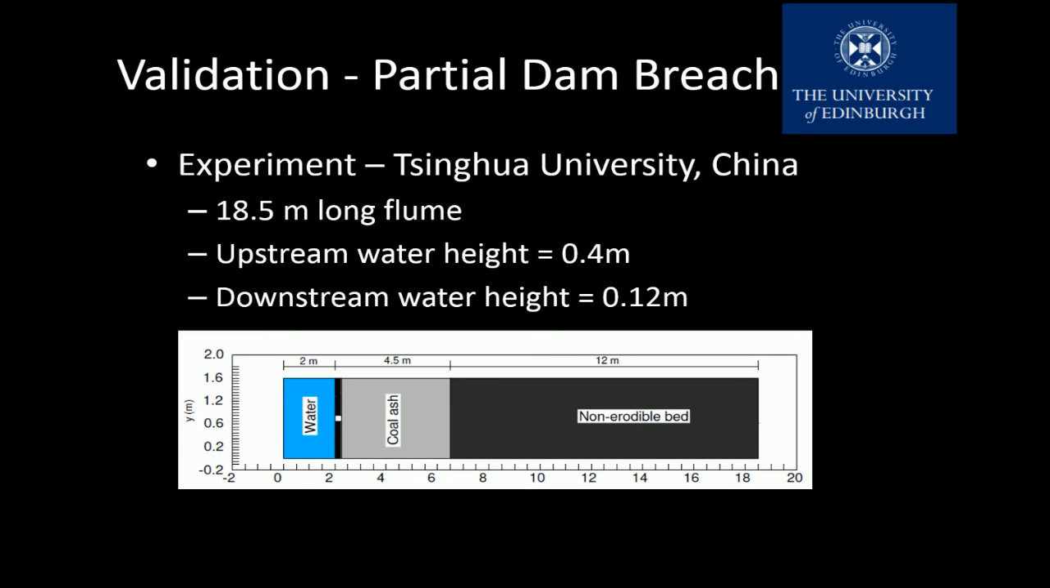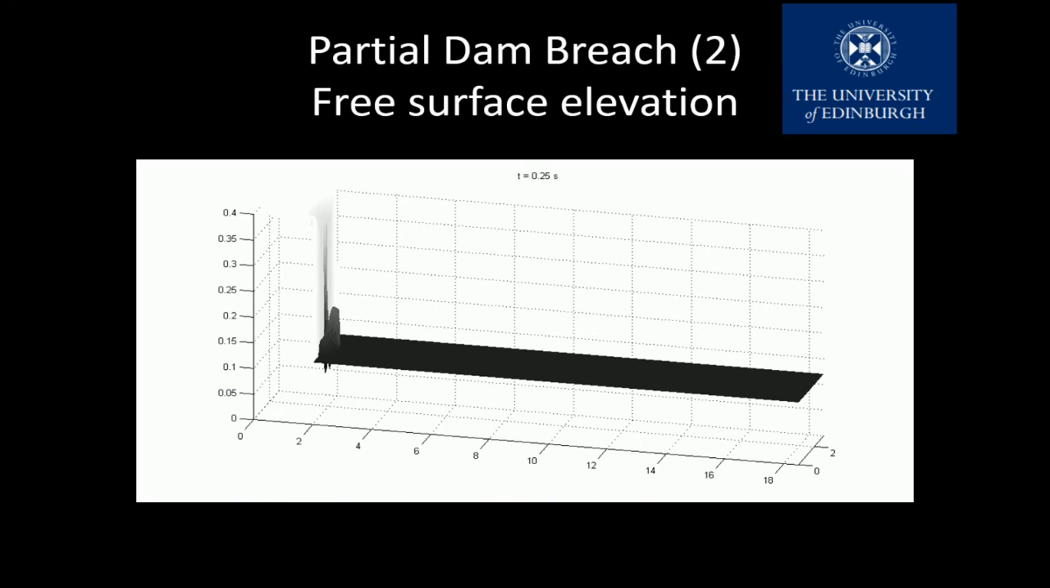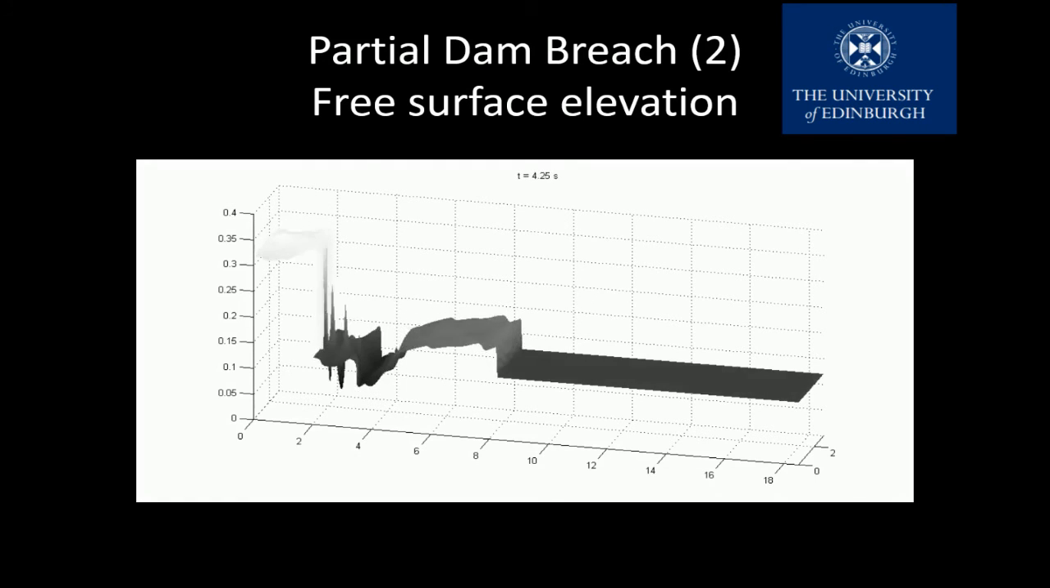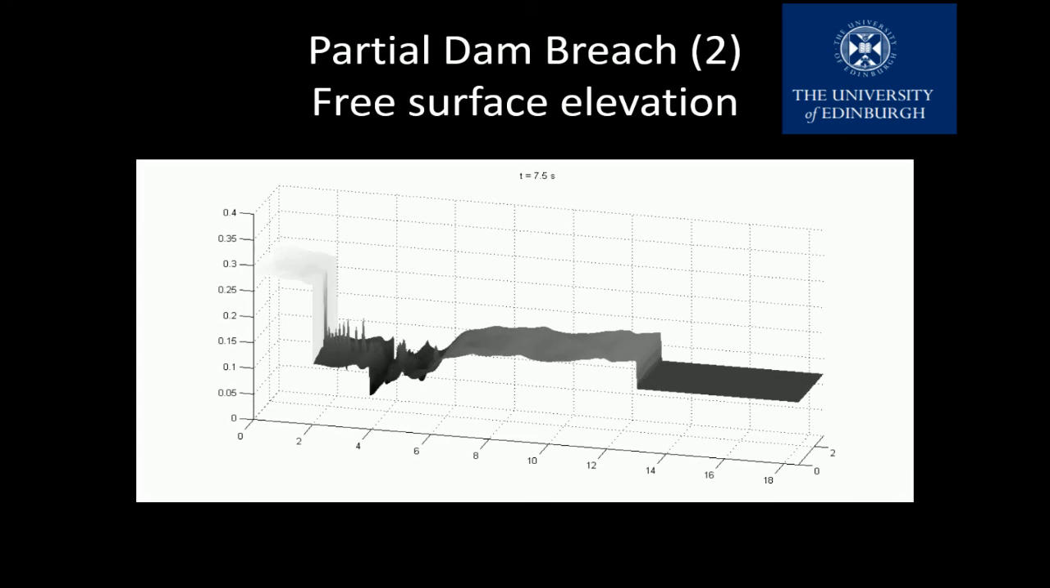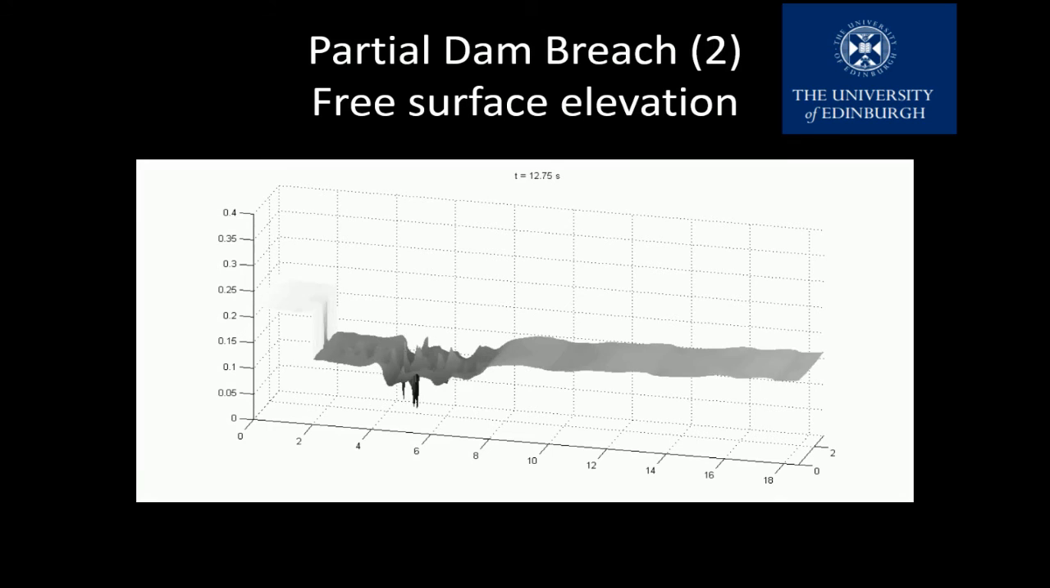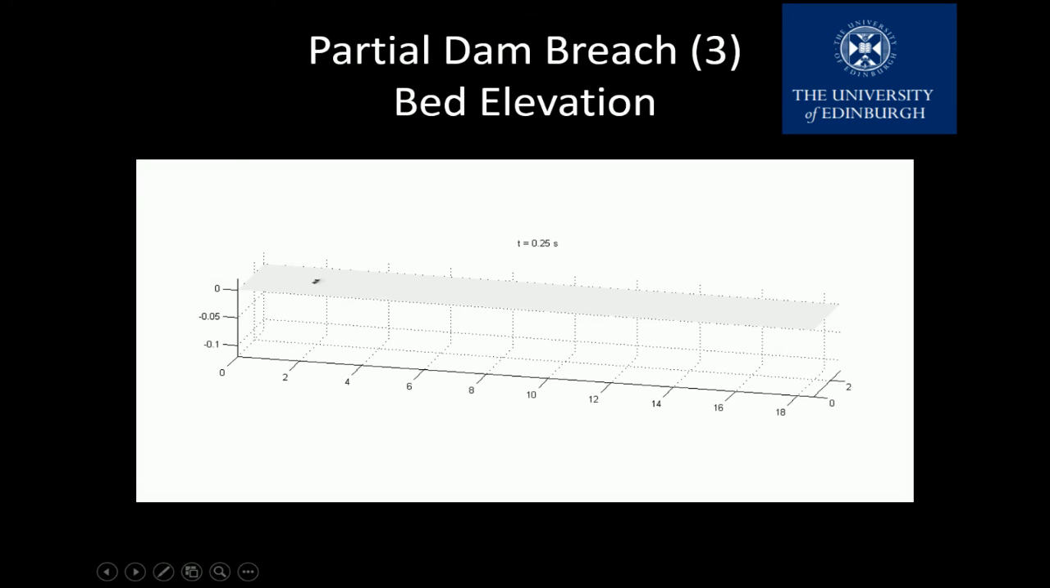And the channel is also quite narrow. So I'm going to show some videos. So this first one is the free surface elevation. And you can see that, as the flow leaves the dam breach like a very fast jet, it kind of spreads out and begins to propagate downstream. But just in this area where you have the erodible bed, you have these almost like solitary waves or standing waves which develop.